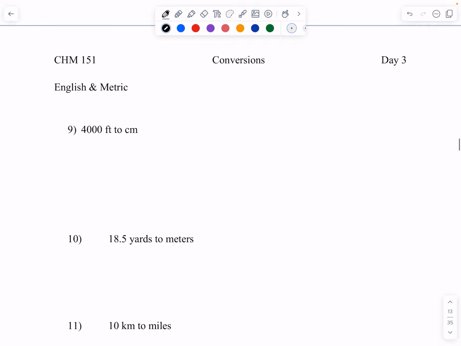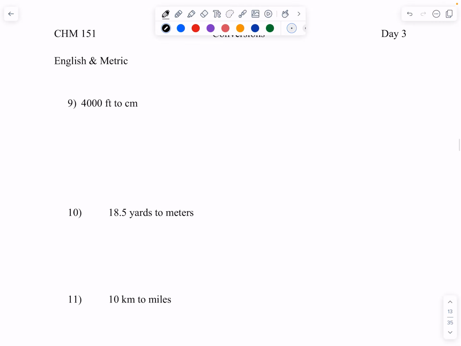Let's do the English and metric. There's a few more and then we'll be done. So we're about halfway. 4,000 feet to centimeters. So 4,000 feet, now I have 1 sig fig. All right. 4,000 feet. Right? And we know that, and we times a foot, and we're going to go to centimeters.